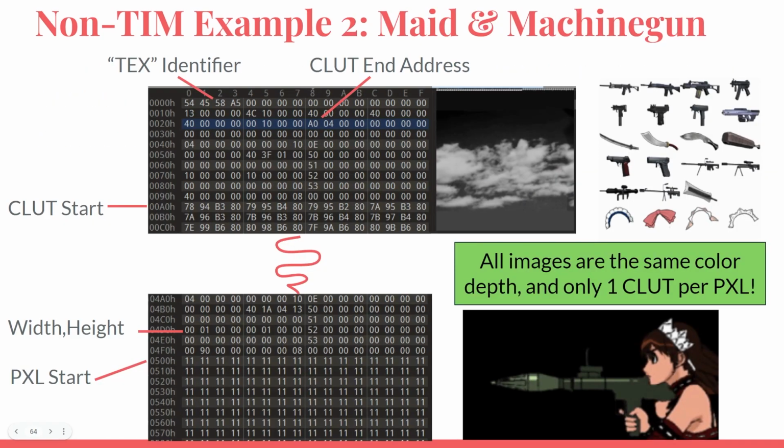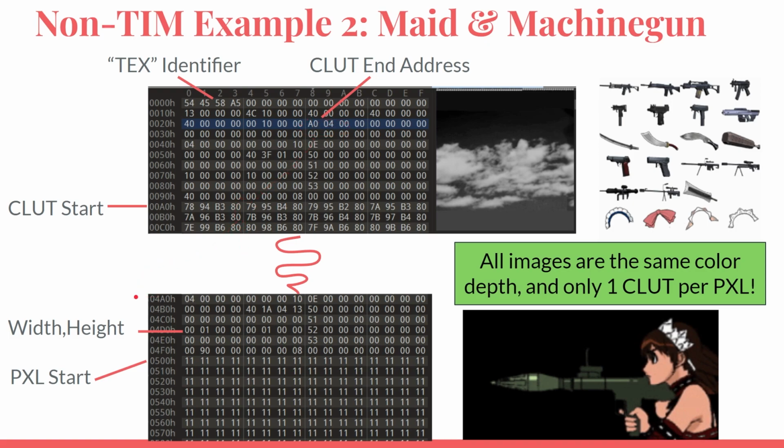So here's another example. This is Made and Machine Gun on PS2. It had a format that it called text. And in the header, there's only a little bit of information that we needed to figure out. Basically, it had an identifier that let us know that this was a texture image, that this was a graphic. After that, there's a bunch of unnecessary information, and then there's the end of the CLUT. That's actually useful because the CLUT would always start at the same location. It would always start here at A0. And then we could use this value as the endpoint for the CLUT.